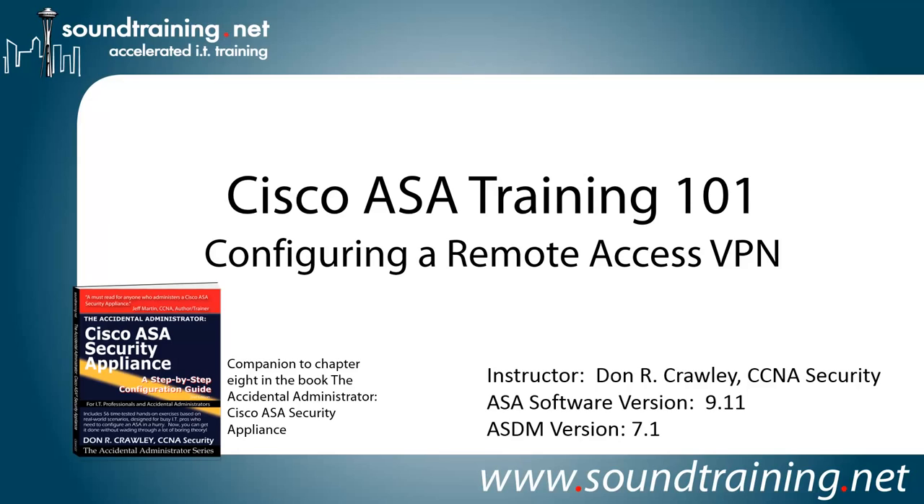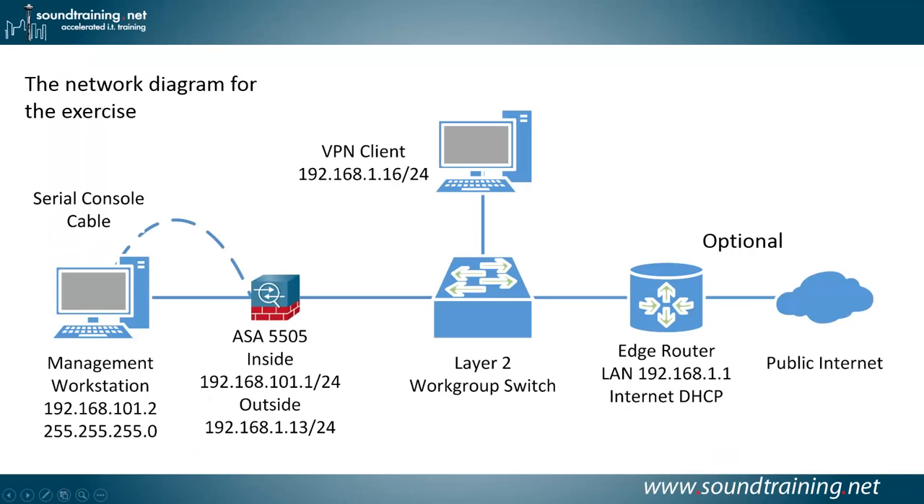Our software versions: ASA software version 9.11 and ASDM version 7.1. If you're using an earlier version, as long as it's fairly recent, the procedures we're going to show you are going to be very, very similar. You'll be able to figure out the slight differences. If you're using a much earlier version, then this probably won't work. But if you're using maybe 8.3 or 8.4, it's going to be very, very similar.